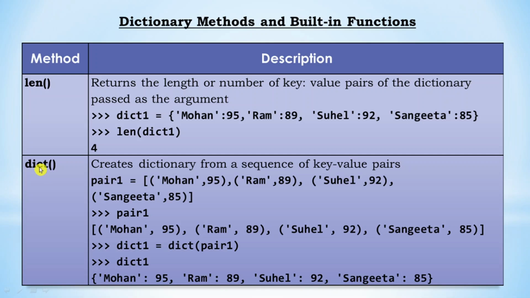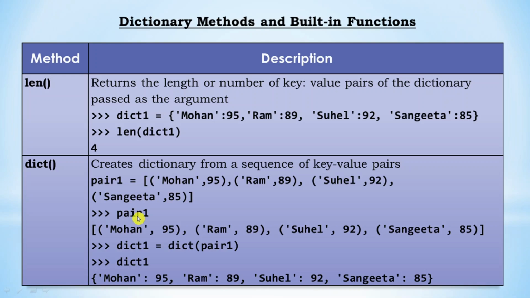Next function dict. This function is used to create a dictionary from a sequence of key value pairs. This sequence can be a list or a tuple. In this example, the variable pair1 is declared as a list, and inside the list, tuples with two values are given: Mohan 95, Ram 89, Suhail 92 and Sangeeta 85. So each tuple will be changed into a key value pair using this dict function.